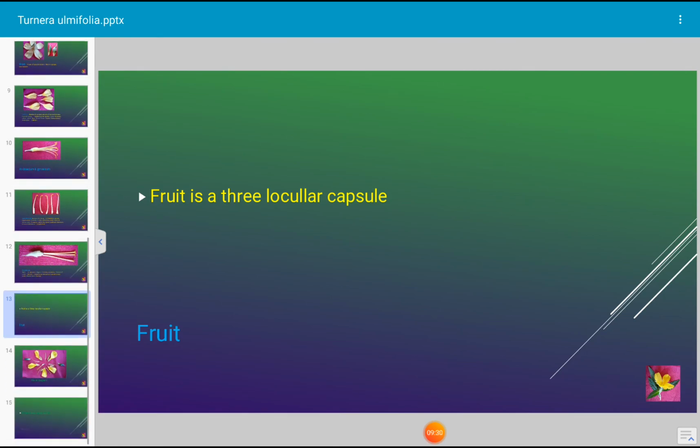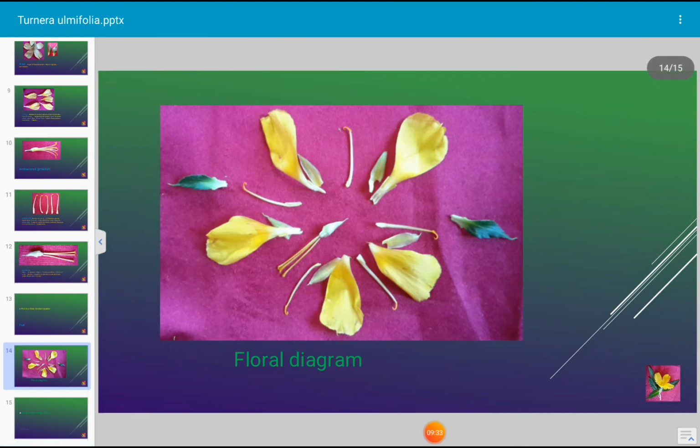Okay, next. This is the floral diagram. To create interest among students of botany regarding plant taxonomy, such a diagram is given, but scientifically it is an incorrect diagram, it is an incomplete diagram. For the floral diagram, you have to follow the books of taxonomy.